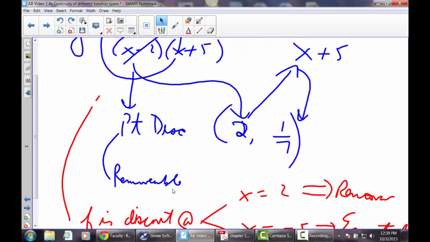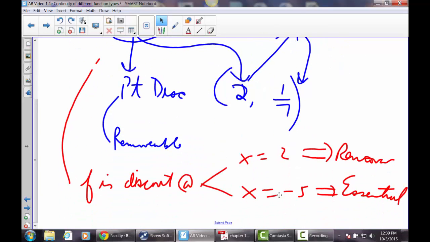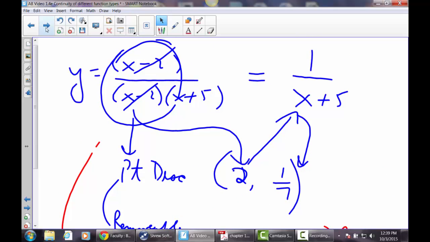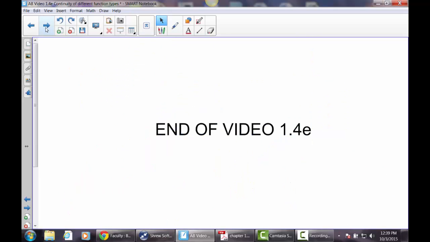Okay, but the other discontinuity at negative 5 is essential or non-removable because that factor doesn't occur in the numerator. And that's the end of video 1.4e.